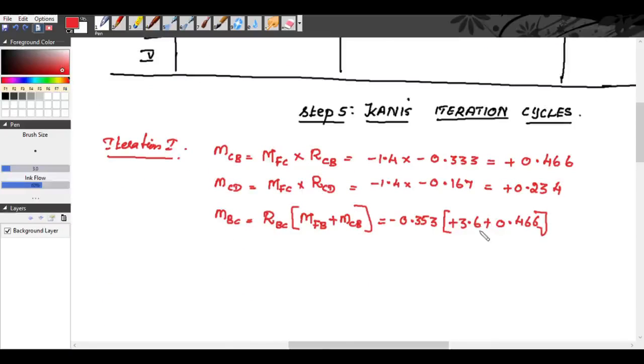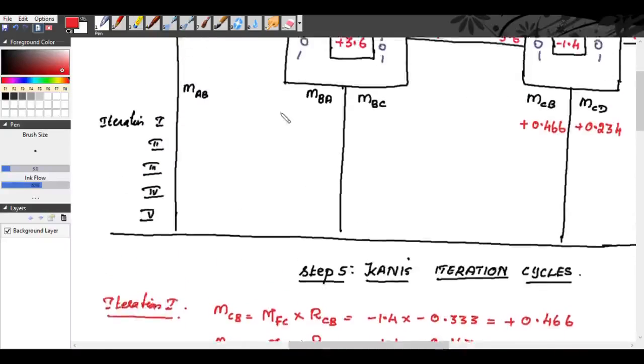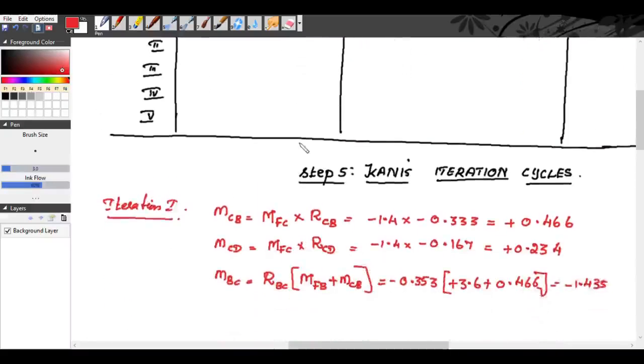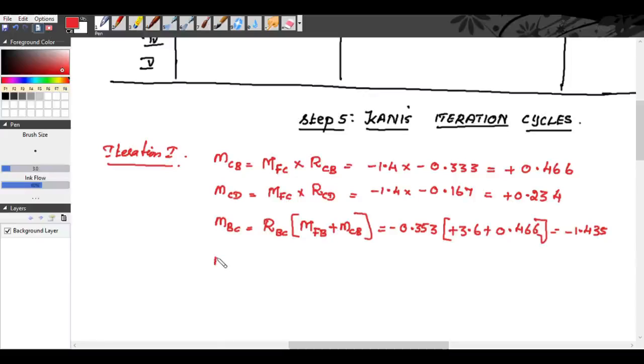So MBC will be equal to minus 1.435. So it is minus 1.435. Now we will find what is MBA. So MBA will be equal to RBA multiplied by MFB plus MCB.